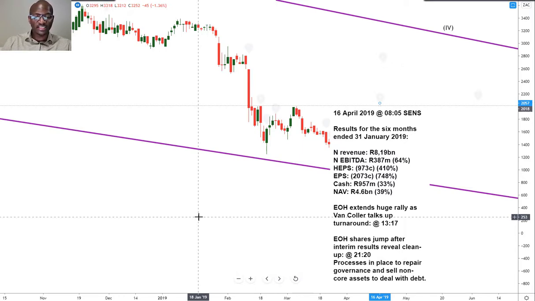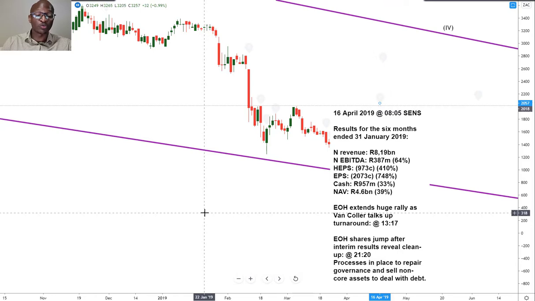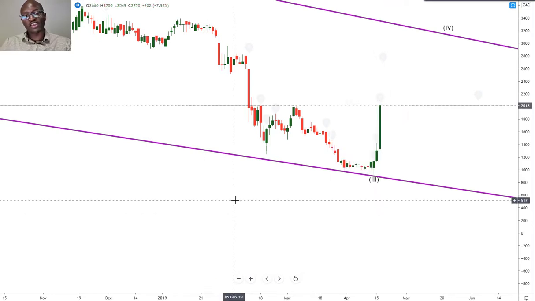And later on that day, there was an article, "EOH extends huge rally as Coller talks up turnaround." And later on in the same day, "EOH shares jump after interim results reveal cleanup. Processes in place to repair governance and sell non-core assets to deal with debt." So on this day, we have a combination of the results as well as aftermarket news.